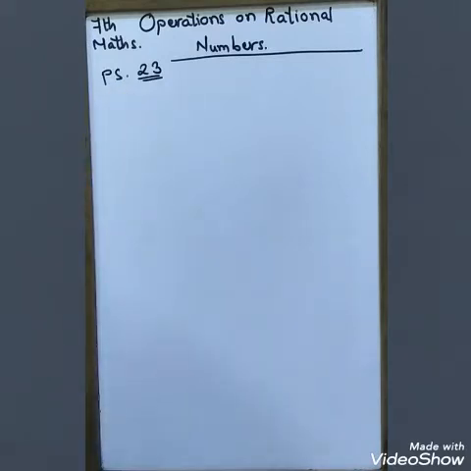In the practice set, question number 1 is given to us. Write the three rational numbers that lie between the two given numbers.